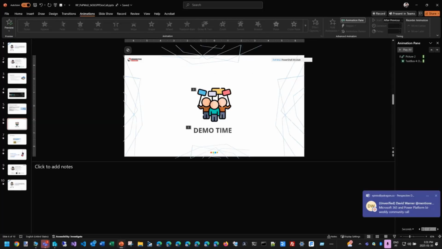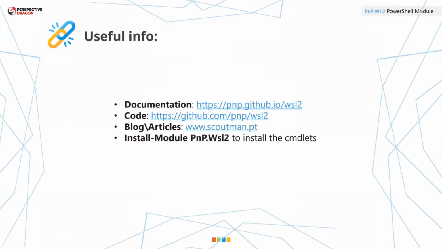So I was planning to show the full development. It takes too long. Okay, so these are the links. This project is inside of the PnP umbrella. The code is on GitHub. There's a couple of blog articles on my blog, and the only thing that you need to do is install the module PnP.Wsl2 on your machine.